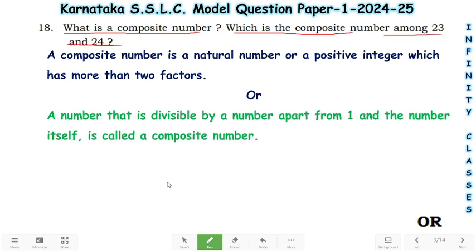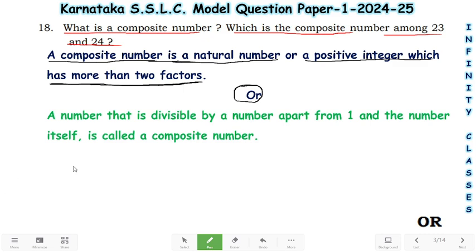So dear students, I have typed the answer here. First we have to write the definition. A composite number is a natural number or a positive integer which has more than 2 factors. A number which has more than 2 factors is called a composite number. Or you can also define it in this manner: a number that is divisible by a number apart from one and the number itself.